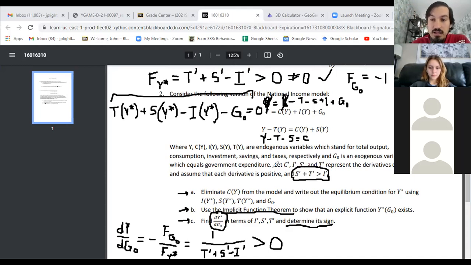I mean, assuming these assumptions are true, then because dy star dg0 is positive, this is an argument in favor of, let's say, Keynesian economics that says in times of recession, you increase government spending. This is a justification for that. So it's a little taste of macroeconomics in case you're interested.